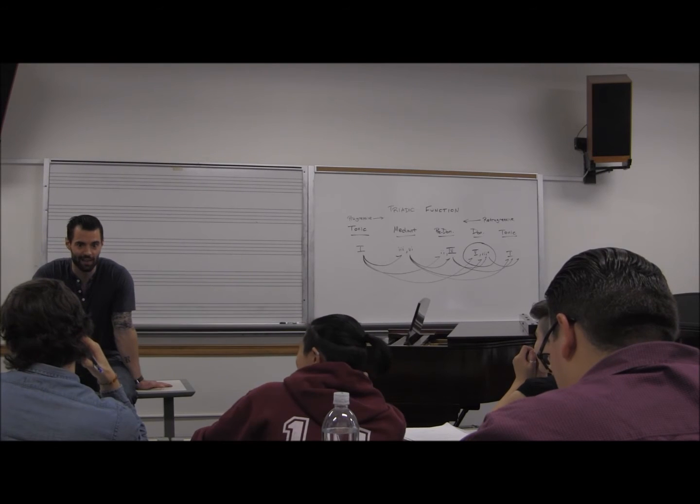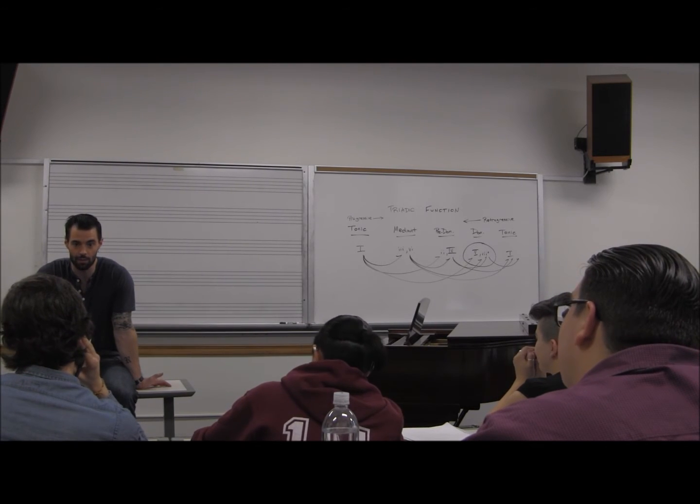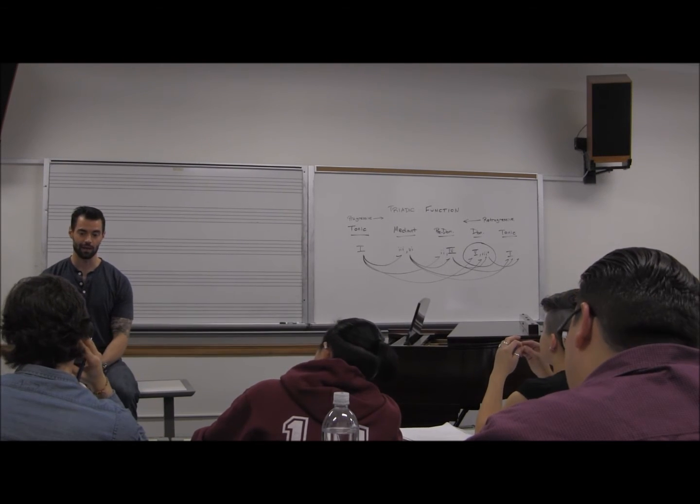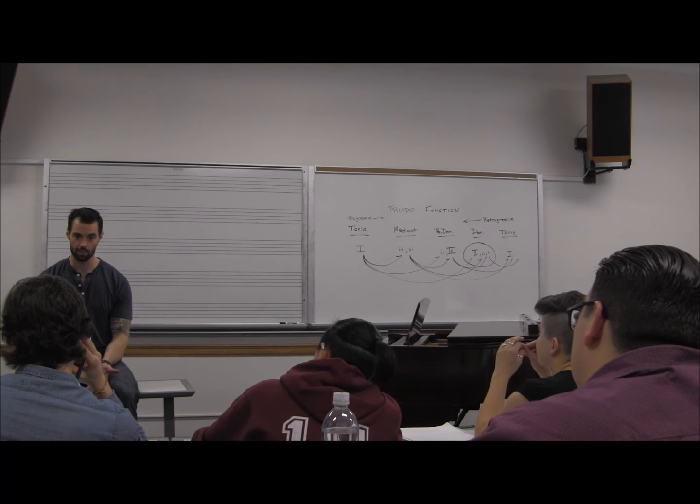Okay, so 4 is F, right? You need a leading tone of F, and what would that be? E. It would be E. All right, now that leading tone for a 5 shape would be the 3rd of a chord, right?